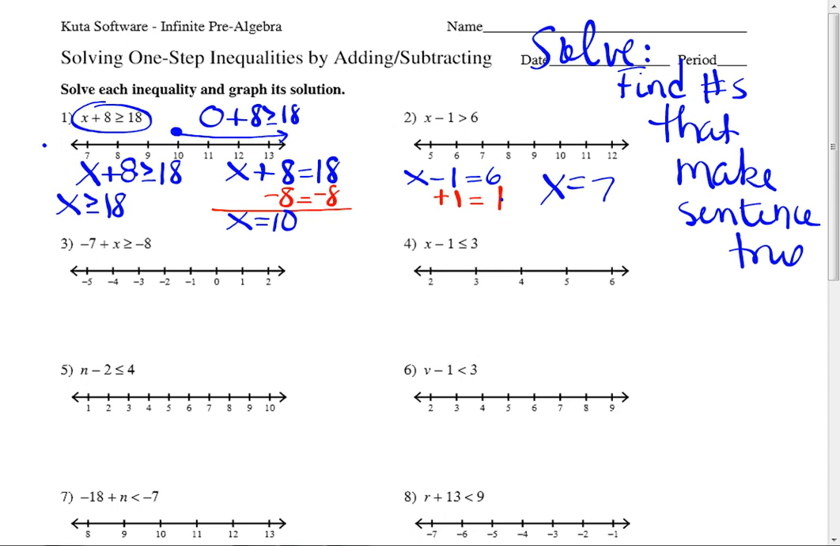Okay, these are just one-step ones. Adding, subtracting. Monday, we'll do the multiplying, dividing. I'll show you 2 ways to do that, but this way always works. So you find your boundary. Do I get to include 7 or not? It says it's greater than. Is 7 going to be bubbled in or open? Open.